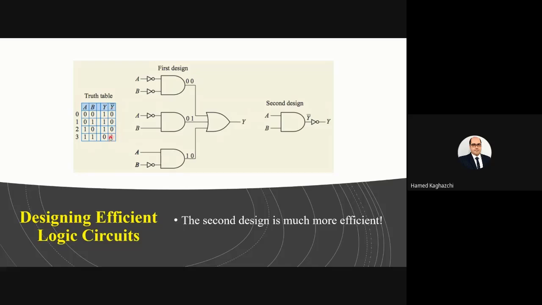This output is the output of the AND gate. 0001 is the output of the AND gate. It means that if I complement the output of this circuit, I can find the output of the AND. So instead of this circuit, I can use only an AND gate and complement the output, so I can find the same output.